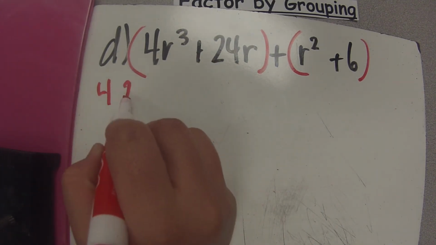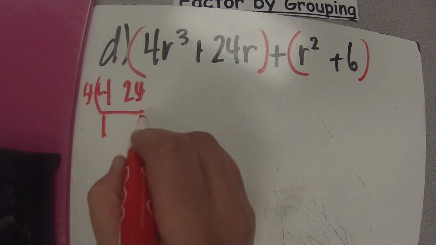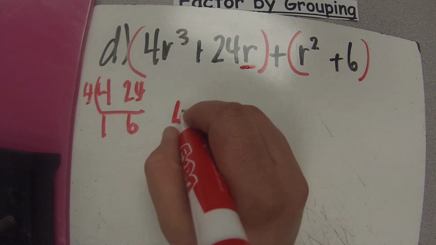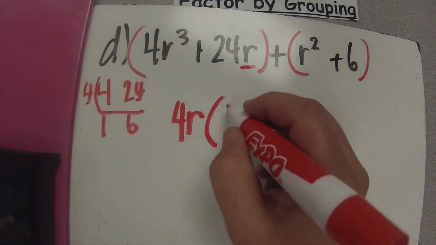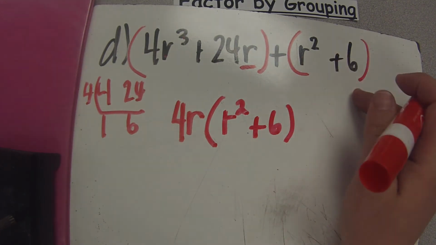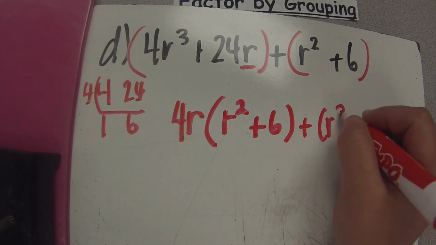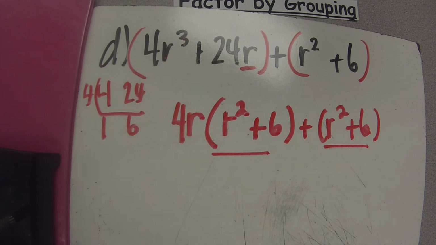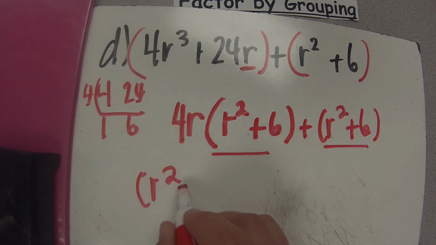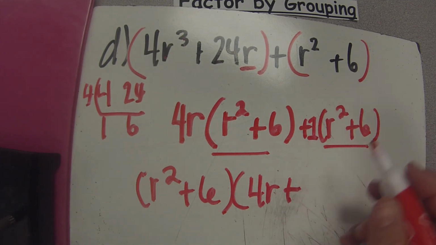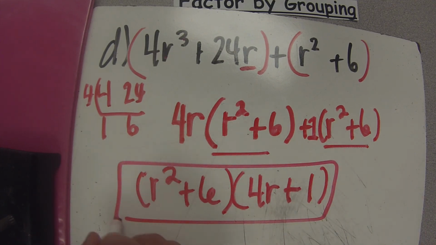So for 4 and 24, the common number is going to be 4, and the common factor between r cubed and r is just going to be r. So if I pull out a 4r, I'm left with r squared plus 6. Since there's nothing really to simplify here, I'm going to just rewrite that as r squared plus 6. And you can see that r squared plus 6 is our common factor. So if I pull that out, I'm left over with 4r plus, remember there's an understood 1 here, 1. And that concludes this video.